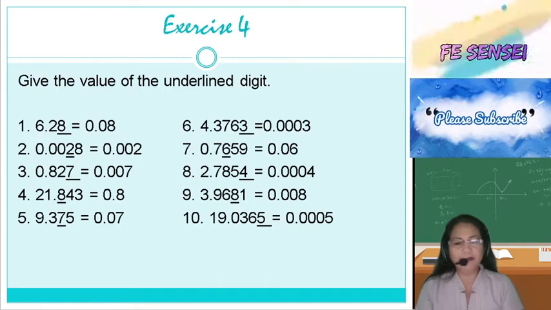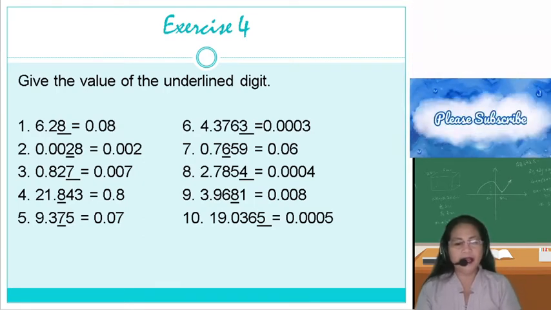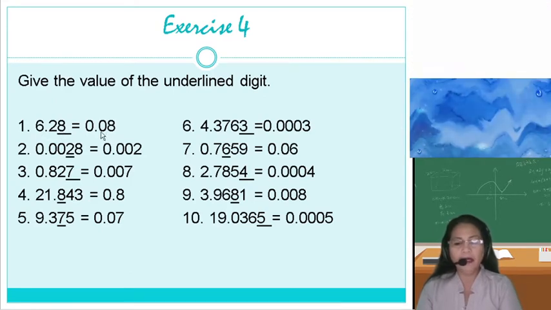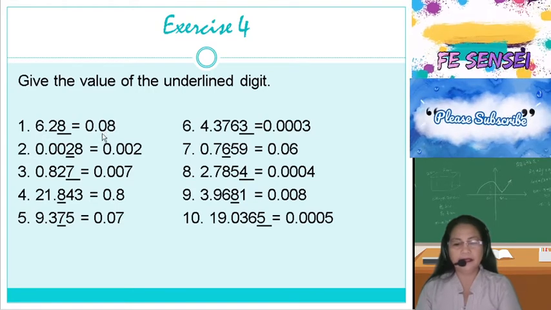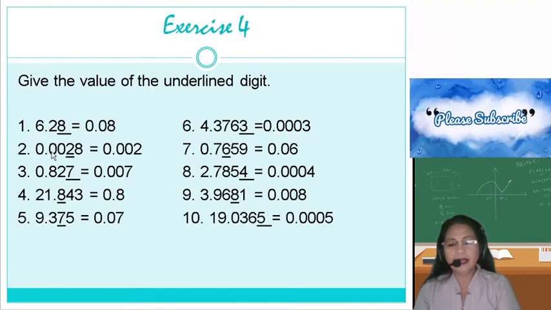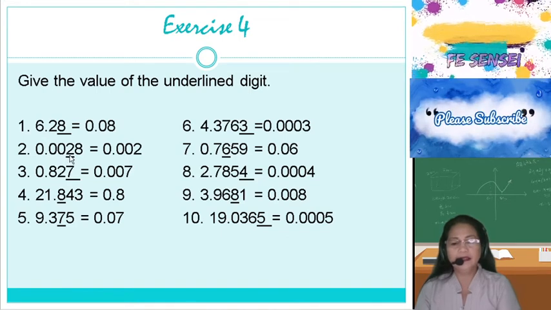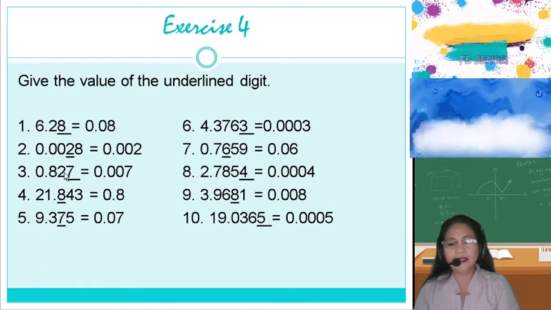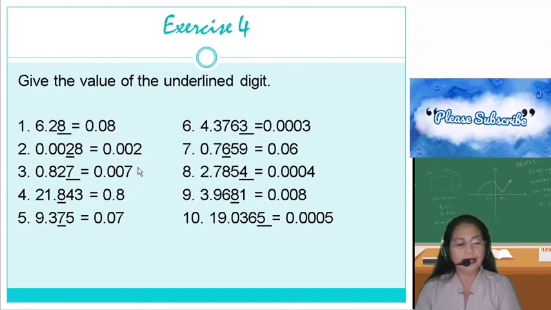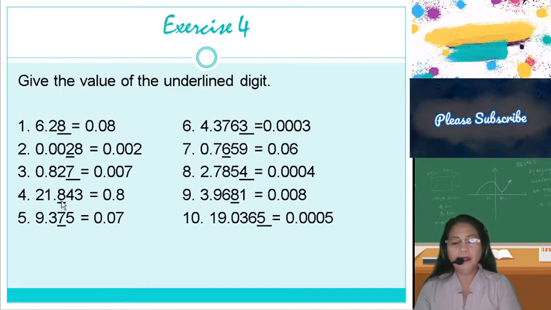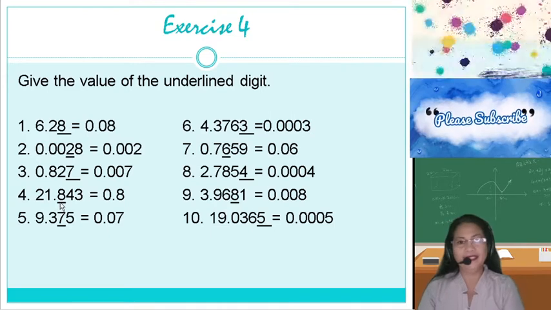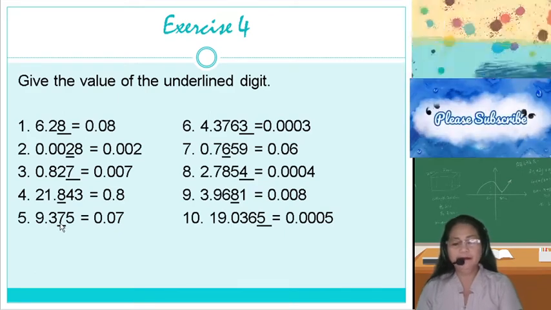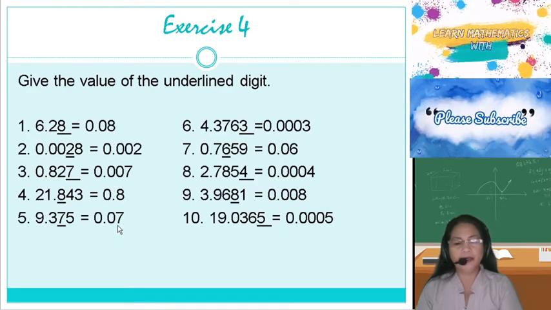So, exercise 4. Give the value of the underlined digit. The underlined digit is in the hundredths place. Therefore, you have 8 hundredths. Then, this one, tenths, hundredths, thousandths. So, you have 2 thousandths. Number 3, tenths, hundredths, thousandths. So, you have 7 thousandths. Number 4, you have the first number after the decimal point, so that is 8 tenths. Then 7, you have 7 hundredths.